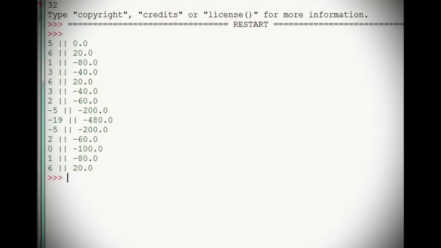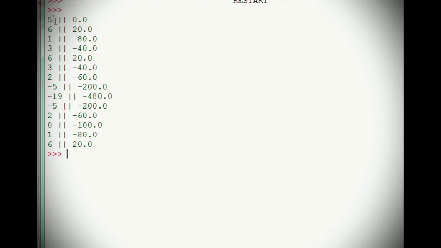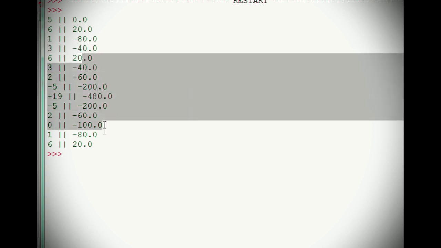So here's the output that we've got. Obviously the first number, there's no percent change, right? From 5 to 5, and then from 5 to 6, you've got a 20% change. From 5 to 1, you've got a negative 80% change. From 5 to 3, negative 40% change, and so on.